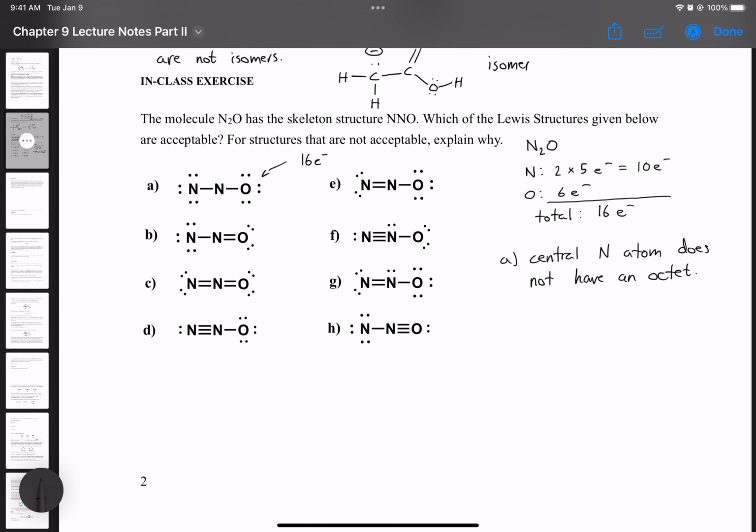All right, let's look at letter B. We have 2, 4, 6, 8 electrons around the nitrogen-oxygen bond. Then we have 10, 2, 4, 6, 8, 10, 12, 14, 16. So 16 total electrons. However, the central nitrogen has no octet again. So that's not acceptable. No octet on the central nitrogen atom.